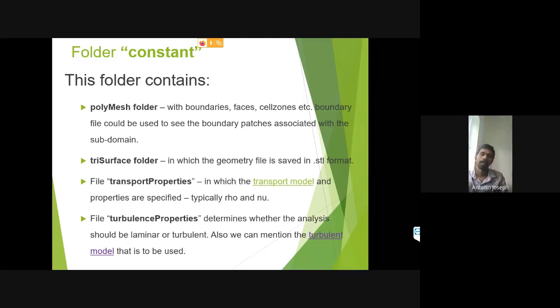And we have three patches for our pipe. That means inlet, outlet, and wall. So altogether we have nine patches, and all these nine patches will be inside that particular boundary file, inside the polyMesh folder. It will show the total count as nine, and each patch will be named in that.